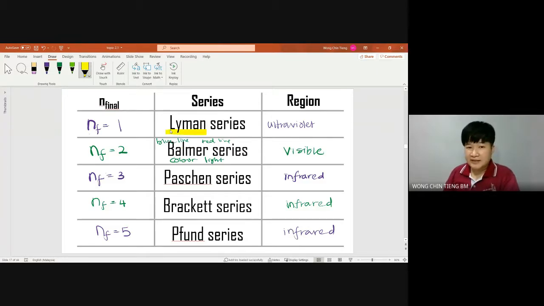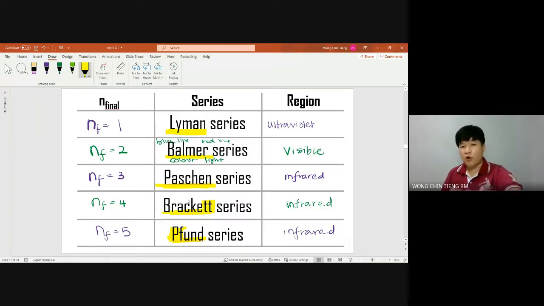Lyman series, jangan salah eja. Balmer series, jangan salah eja. Pascal series, jangan salah eja. It's a C-H-E-N. Bracket series, double T, jangan salah eja. Pfund adalah P-F-U-N. F tu wujud, weh, bukan P je. Okay? Jangan salah eja. When I insist so much, bermakna setiap tahun yang kita jumpa, bukan tak boleh buat, kita jumpa salah eja. Okay? Jangan salah eja, check balik, this is the correct spelling.